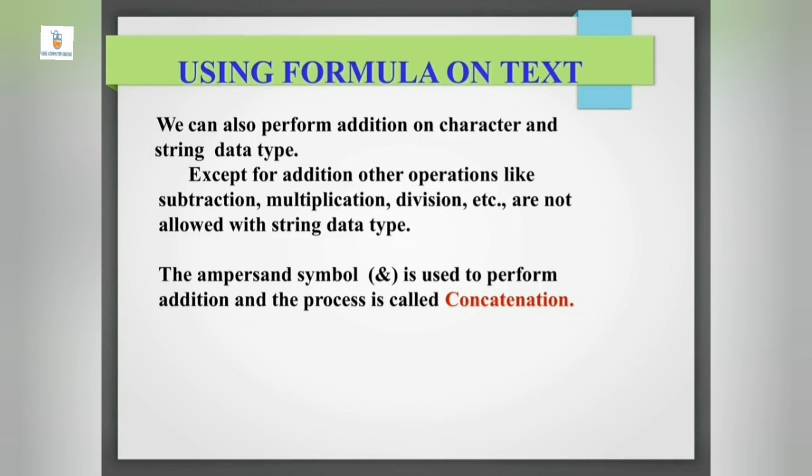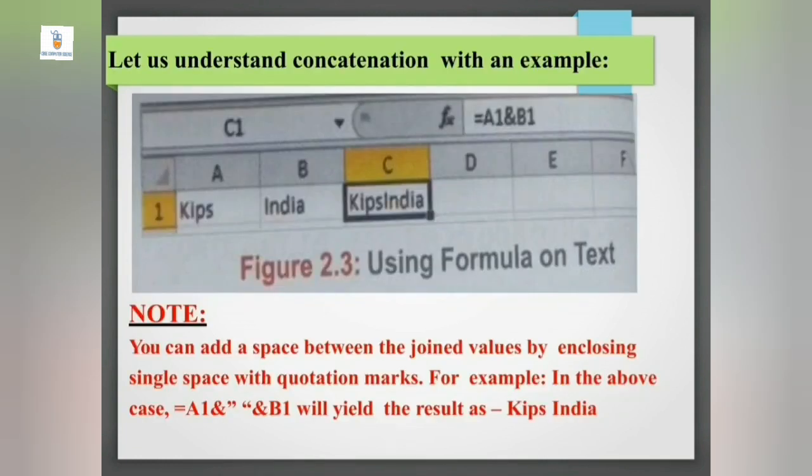We can also use formulas on text values. The formula on text value is used to add up the two text values and join them together. The process is known as concatenation. Remember, we can only perform addition on text. We cannot perform subtraction, multiplication or division on string data type. So to add two text values, we need a special symbol known as ampersand symbol.